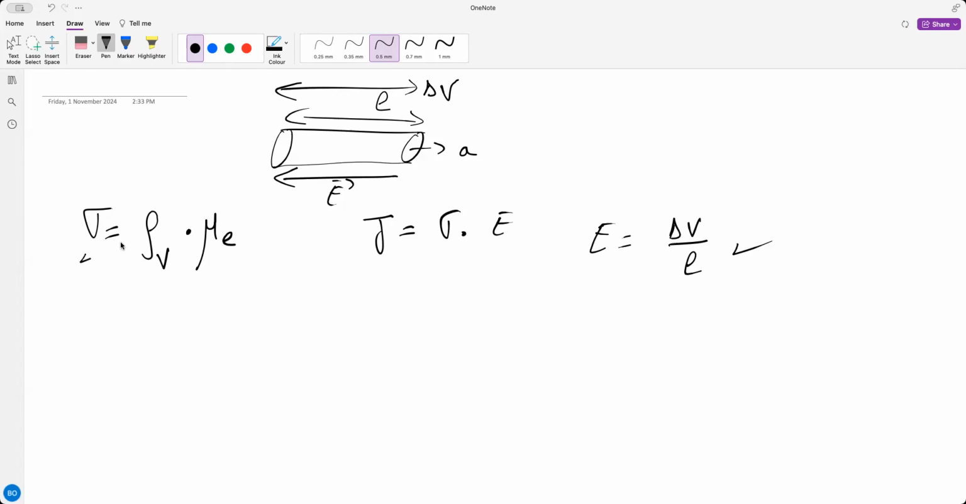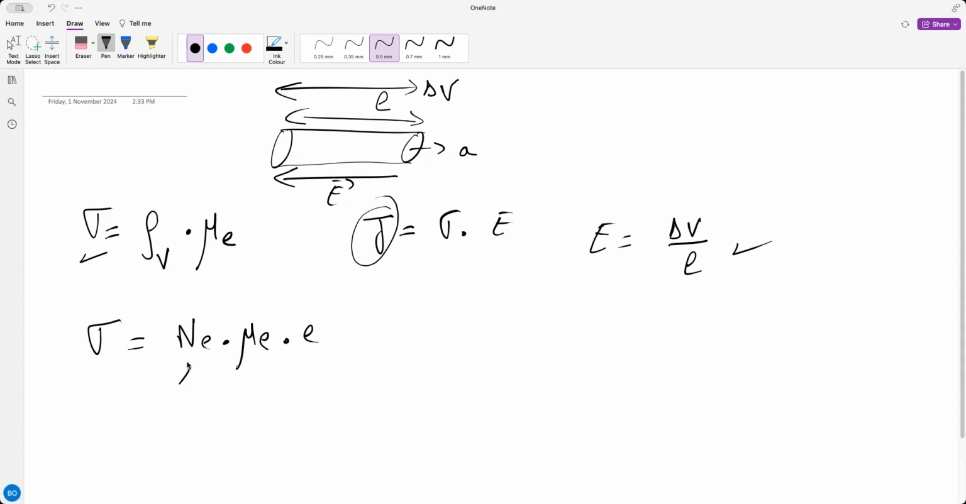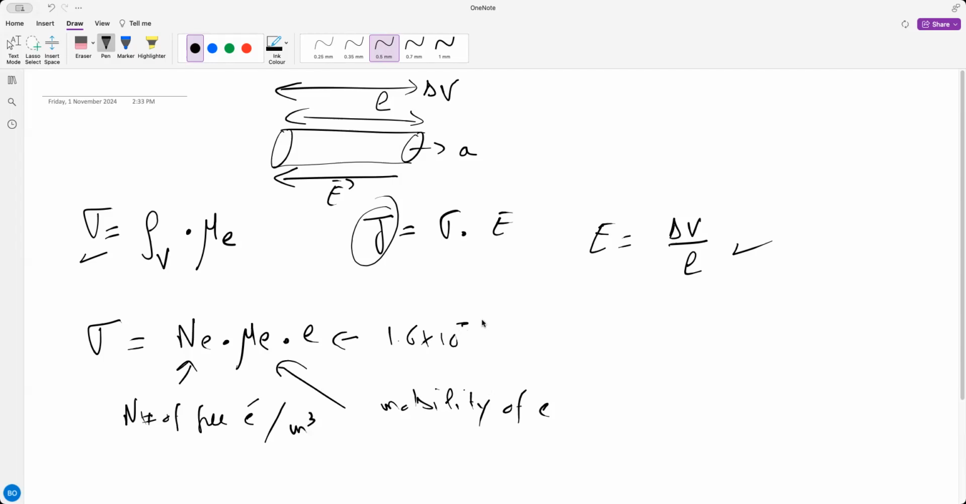You calculate sigma, and then you calculate the current density. We also have sigma equal to the number of free electrons times the mobility of electrons times the electron charge. This is the number of free electrons per cubic meter, this is the mobility of electrons, and this is the charge, 1.6 times 10 to the minus 19 coulomb, the charge of the electron. So you will get a problem like that.